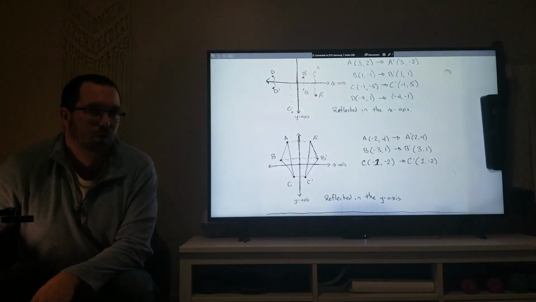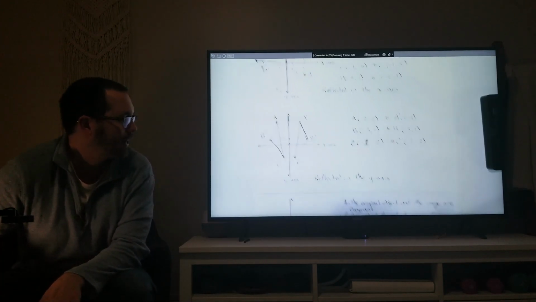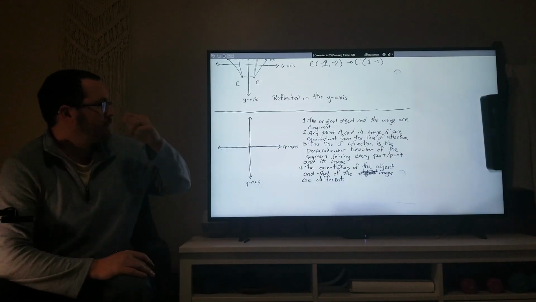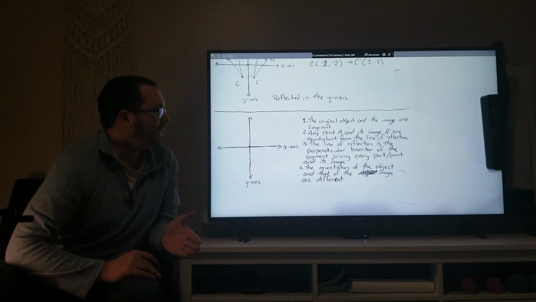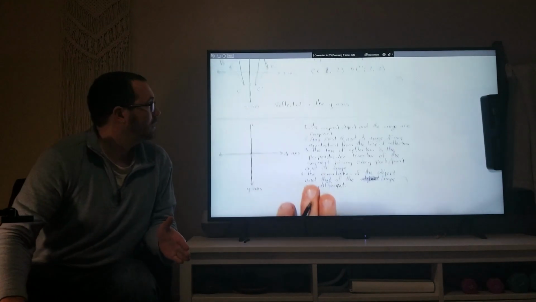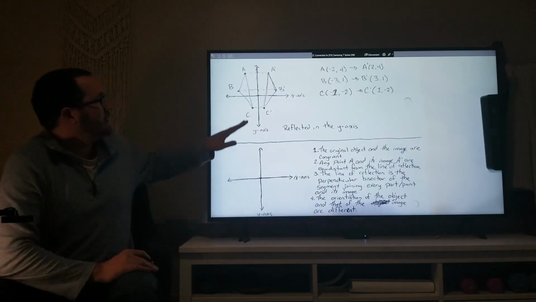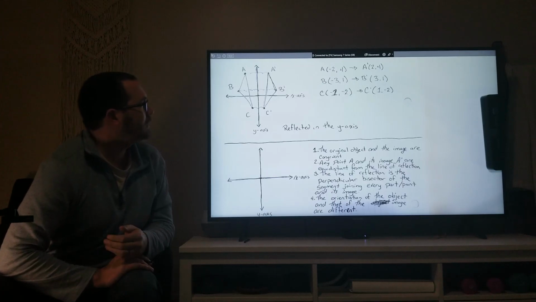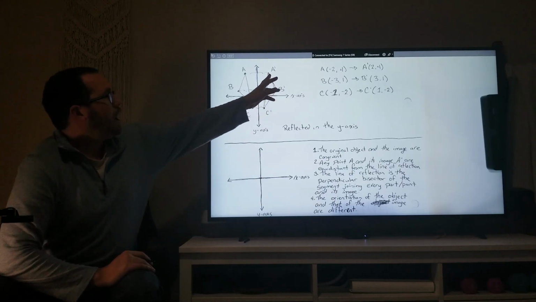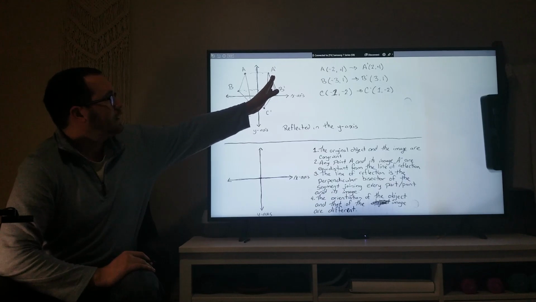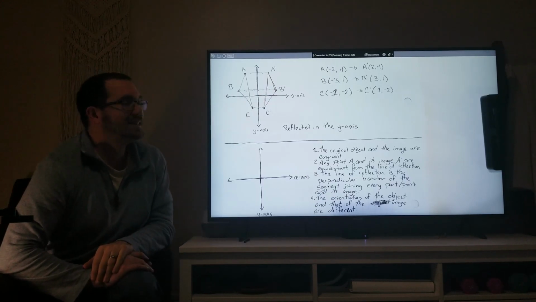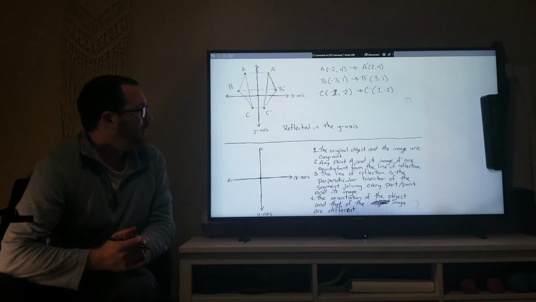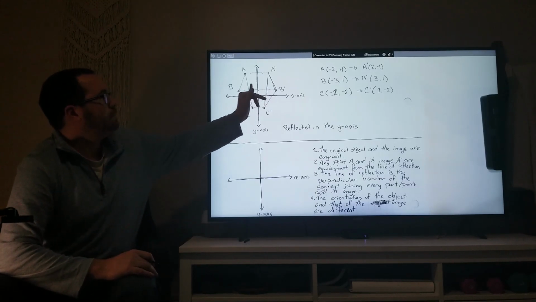Let's take a look at a couple of rules connected with reflection. We have 4 main ones that we're going to take a look at. The first is this. The original object and the image are congruent. So if we take a look at this picture here, we would say that triangle ABC, that's the original object. We would say that object ABC here, with the lines next to it, that's the image. That's the reflected image. And we'll notice that they're actually both congruent.